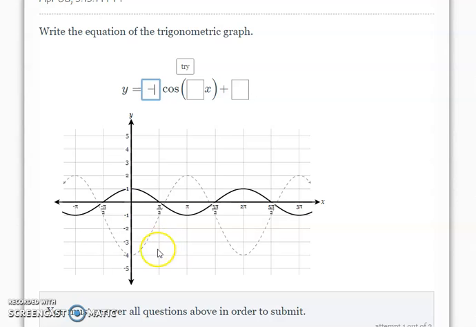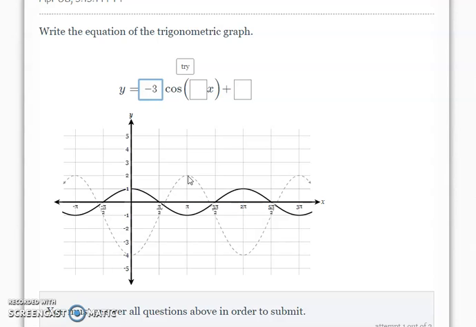Now we need to figure out the amplitude. Sometimes for cosine, what I like to do is just to see what the entire distance is from here to the peak. So we have -4 to +2. That's a distance of 6. And then just cut it in half. So 6 divided by 2 is 3.